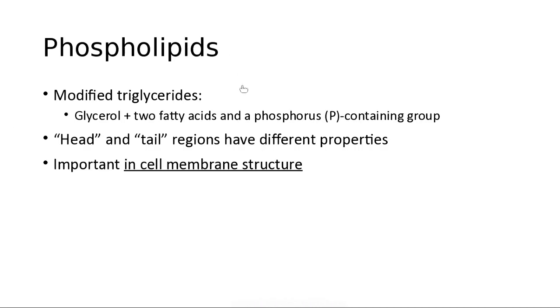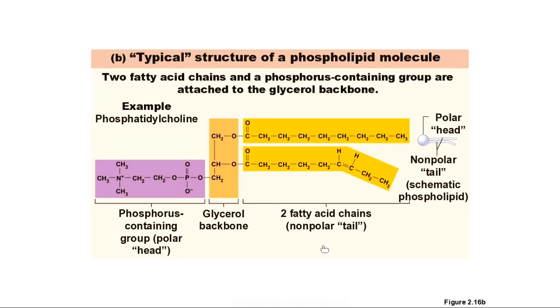Phospholipids, these are modified fats, modified triglycerides. It's a glycerol, 2 fatty acids, and then a phosphorus containing group. It's a very important component in the cell membrane. It has a head and a tail region. The head region is polar, so it dissolves in water. And the tail region is, no, I told you backwards, I'm sorry. No, I didn't. The fatty acid side is nonpolar. So you have the polar head here, the nonpolar tail. So this side is water soluble, this side is non-water soluble.